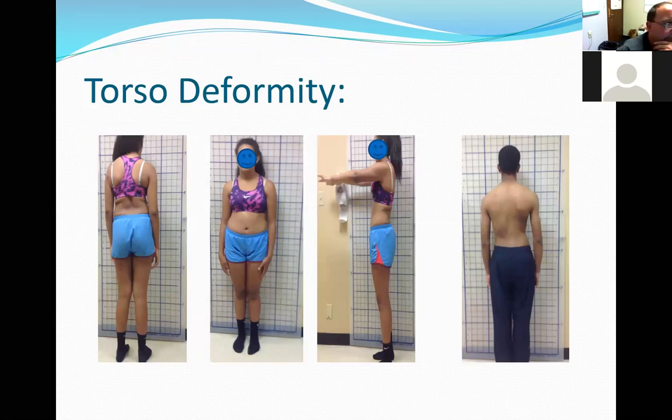Looking at torso deformities, looking at how their body presentation is, how their clinical presentation is: is the trunk listing to the left or the right? Is the pelvis listing to the left or the right? What does the sagittal view look like? Is there a negative sagittal balance, a positive sagittal balance? What are other contributing factors that need to be addressed other than just the frontal plane deformity?